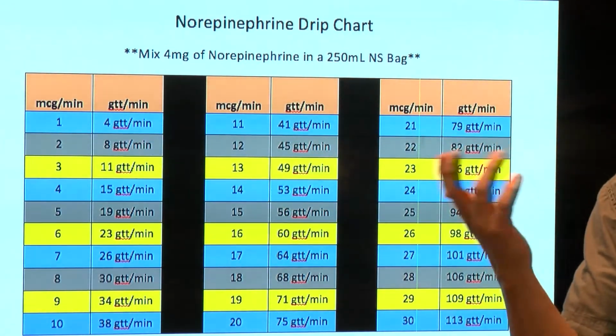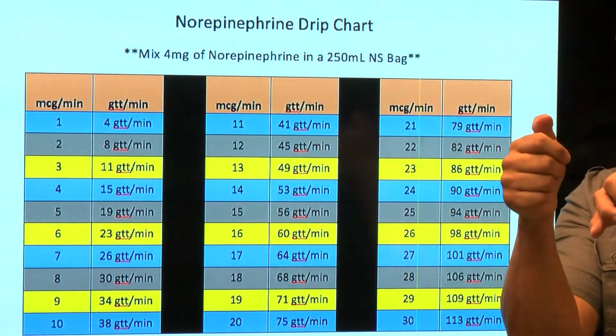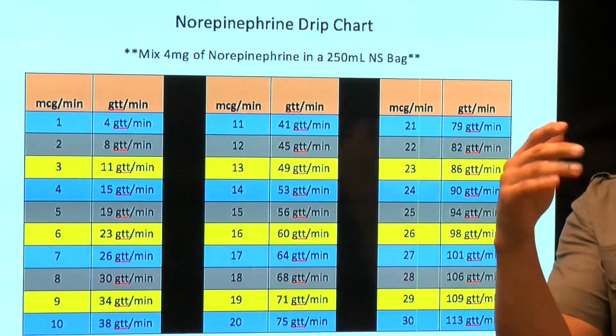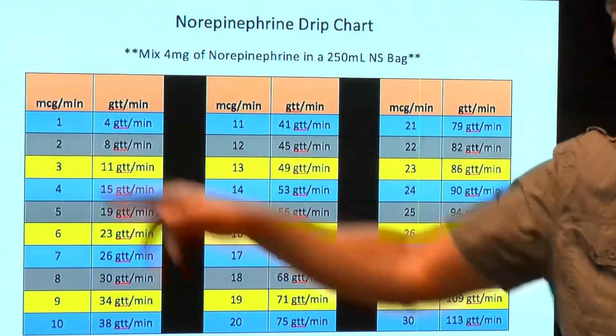So that'll be 1 drop every 15 seconds. So you're going to count that, make sure every 15 seconds, the second drop should drop out. Another 15 seconds, the third. Another 15 seconds, the fourth. And if you do that, you're giving this patient 1 mic per minute.